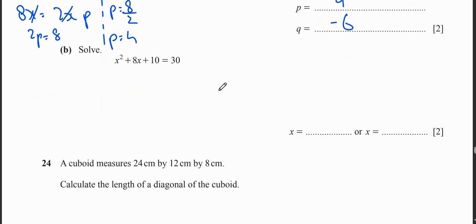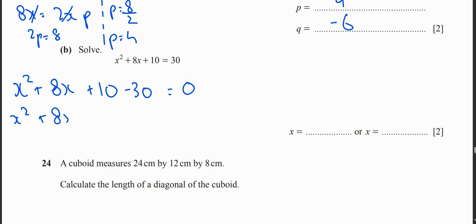Now, next question, we have to solve this. This is a simultaneous equation. So x square plus 8x plus 10 negative 30 is equal to 0. x square plus 8x negative 20 is equal to 0. So now we need to take two numbers such that when we multiply we get 20, and when we add or subtract them we get 8.